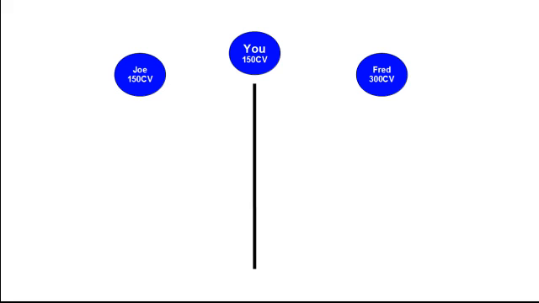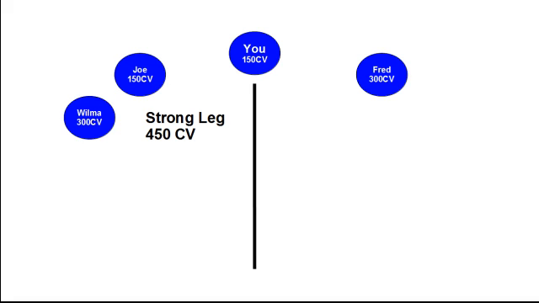The third person you sponsor is Wilma, and she joins with an activation order of 300 CV. Since your left leg is your weak leg, you would place Wilma on the outside of your weak leg, or in this case the outside of your left leg. Now your left leg has 450 CV and it's your strong leg.